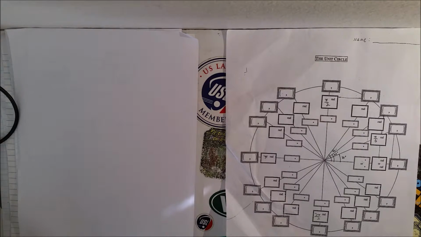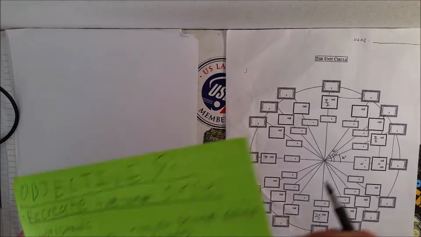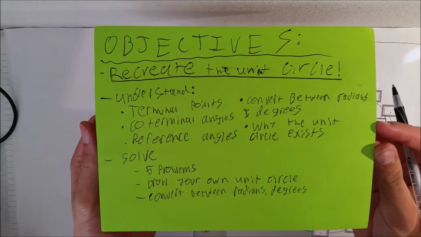Standard 29 is mainly about the unit circle and finding terminal points, coterminal angles, and reference angles on the unit circle. So, our objectives for this video are to recreate the unit circle.